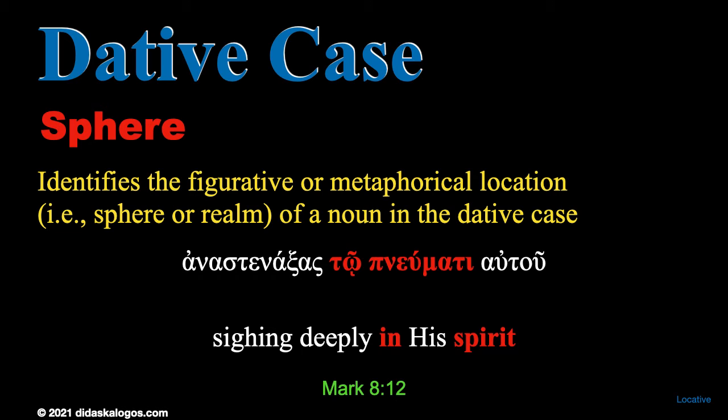The second use of the locative is sphere, identifies the figurative or metaphorical location, the sphere or realm of a noun in the dative case. Anastenaxas to pneumati autou, sighing deeply in his spirit.